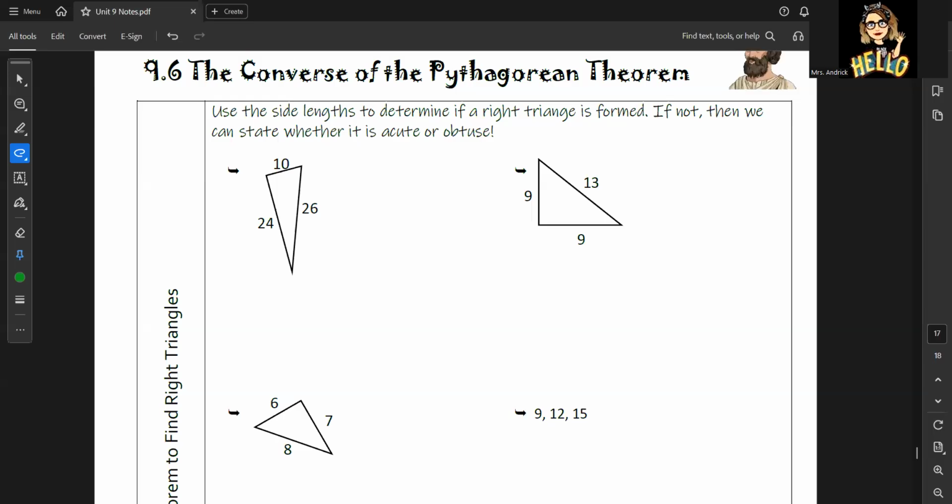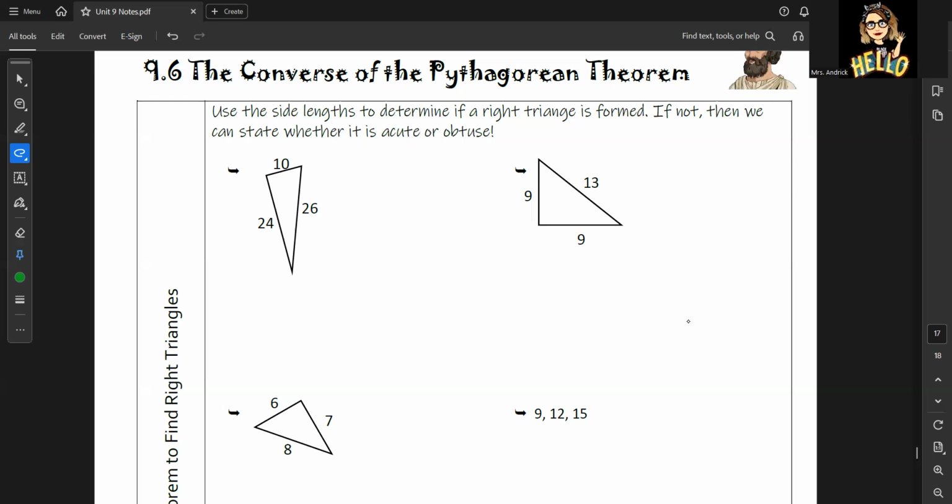All right, so we are going to wrap up our talk on the Pythagorean theorem here with the converse of the Pythagorean theorem. And that is just seeing if triangles make up right triangles. So we're going to be given all the numbers and we have to see if it adds up and it's true in the formula to be a right triangle, essentially.